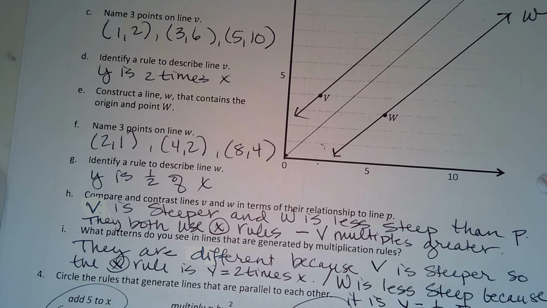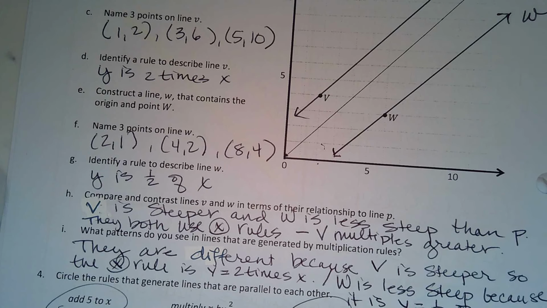Compare and contrast the lines V and W in terms of their relationship to line P. Well, V is steeper and W is less steep than P. They both use multiplication rules. V multiplies at a greater rate. What patterns do you see in lines that are generated by multiplication rules? Well, they are different because V is steeper, so the rule is Y is equal to 2 times X.